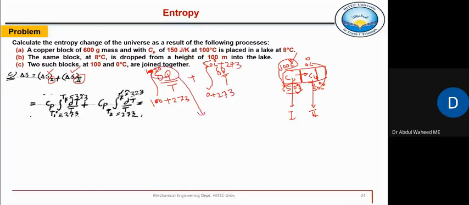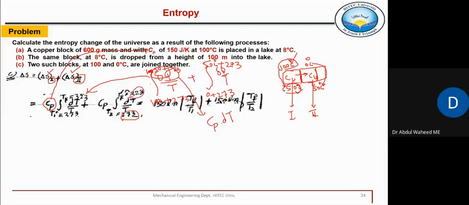And what is del Q? From the copper के case में we already know it is Cp, capital Cp, into dT. So यही equation यहाँ लिखी हुई है. Cp, which is a constant, capital Cp, into dT by T, and what are the limits? 373 to 323, 50 plus 273, into dT by T. Similarly for second, Cp into dT by T, what are the limits? 273 to 323, right?